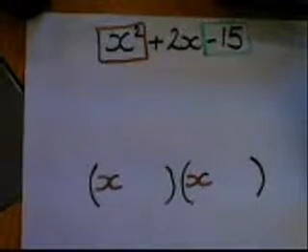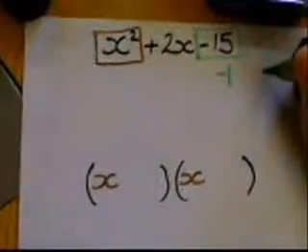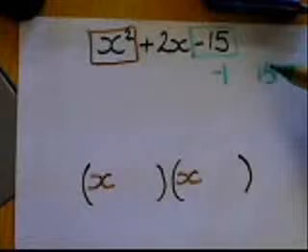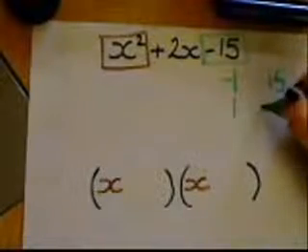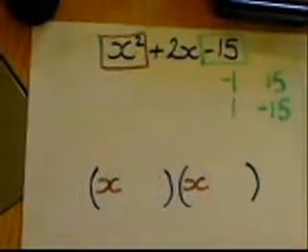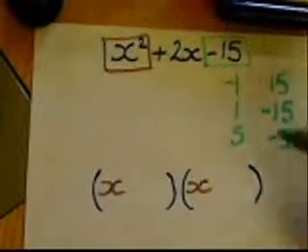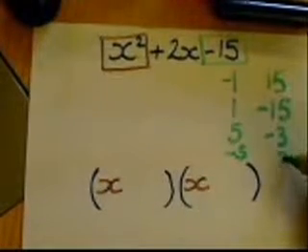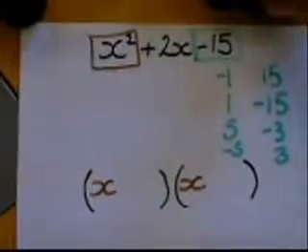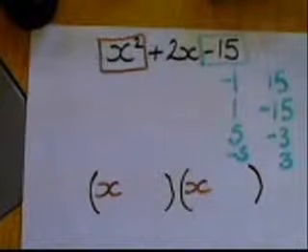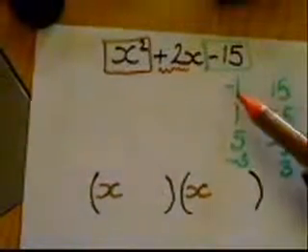So we want to think what two numbers multiply to make minus 15. So we have minus 1 and positive 15. A negative times a positive makes a negative. We could also have a positive 1 and a negative 15. We could have a 5 and a negative 3, or we could have a negative 5 and a positive 3. So these are our four options. Let's look at them and see which pair add together to give us a positive 2.